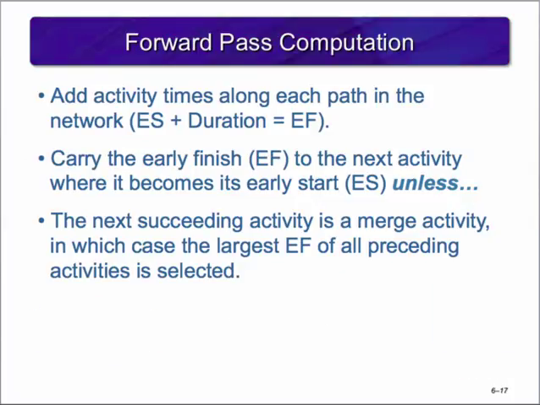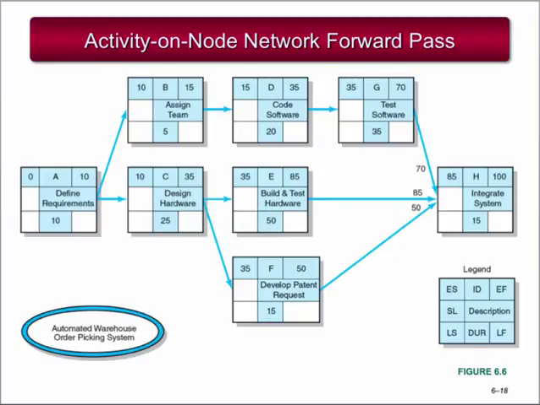To calculate the forward pass, you need to remember just 3 things. 1. You add the activity times along each path in the network using early start plus duration equals early finish. 2. You carry the early finish to the next activity where it becomes the early start, unless 3. If the next succeeding activity is a merge activity, you select the largest early finish number of all its immediate predecessor activities. Let's take a look at how this works. The forward pass begins with the project start time, which is usually time 0.